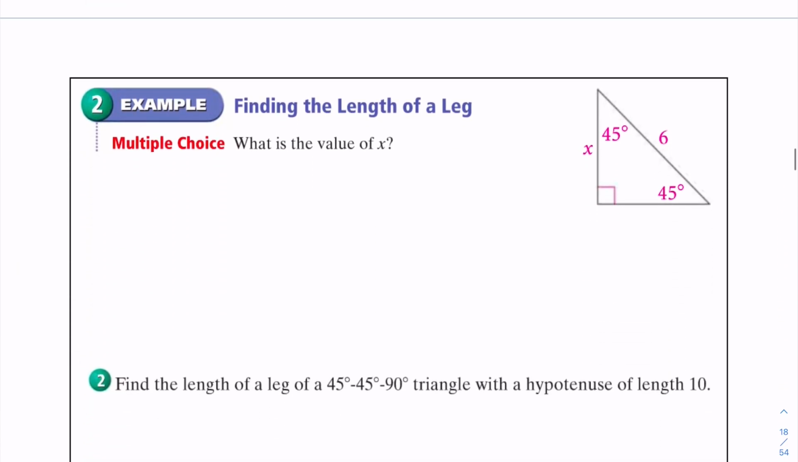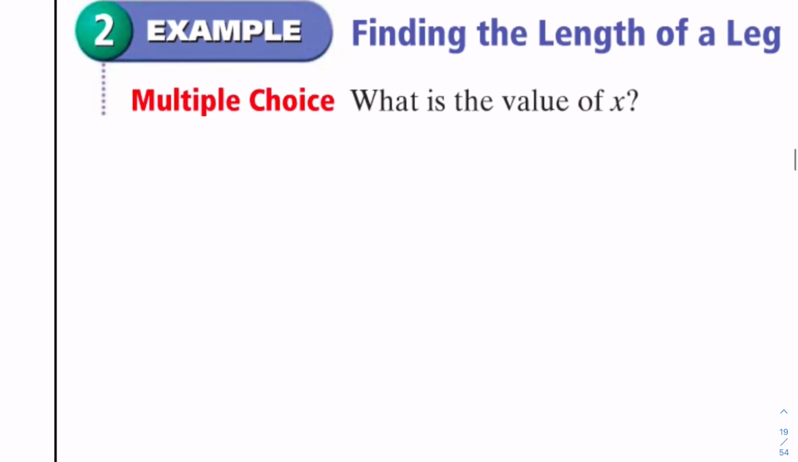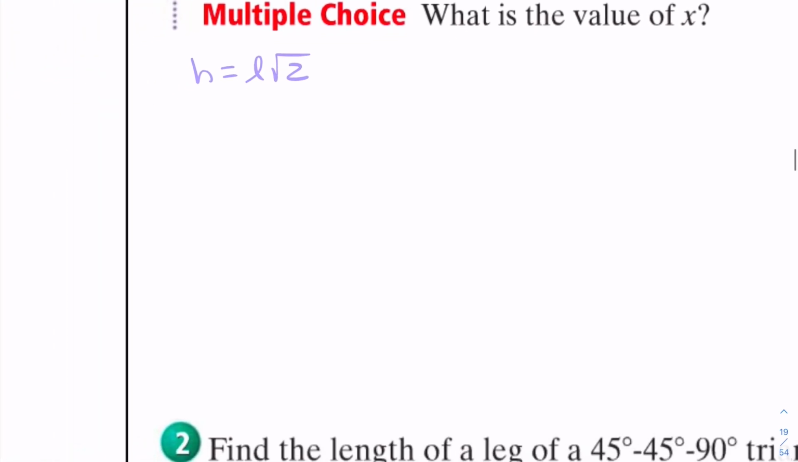All right, so here's a 45, 45, 90 again, finding the length of a leg. So in this case, we have h equals L times the square root of 2. Again, short or long doesn't matter. Here's our L's. Here's our H. Our H is 6, so I'm going to evaluate 6 in here, and I'll divide both sides by the square root of 2. So we get leg is equal to 6 over the square root of 2.